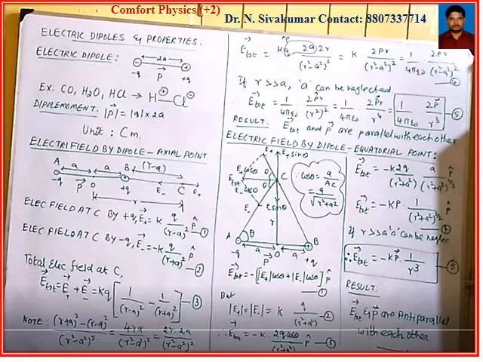Now I consider a point C along the axial line, that is the line joining the negative charge and positive charge to the point C. Point C is at a distance r from the midpoint of the electric dipole. Now we find the electric field at point C due to the positive charge as well as the negative charge. Due to the positive charge the field is radially outward, and for the negative charge it is radially inward.